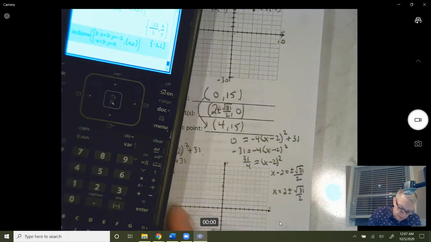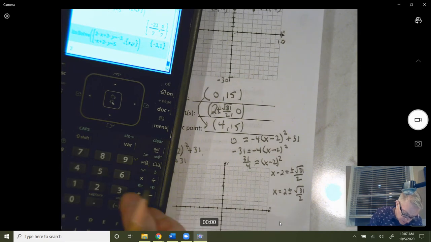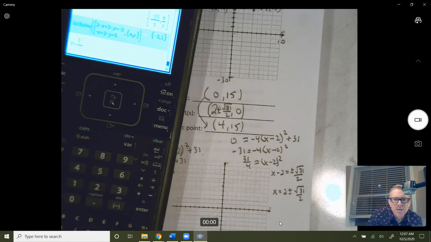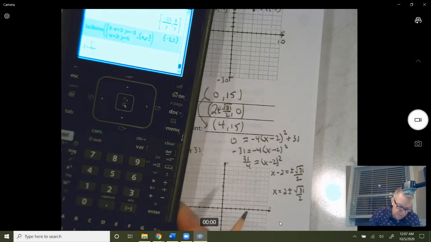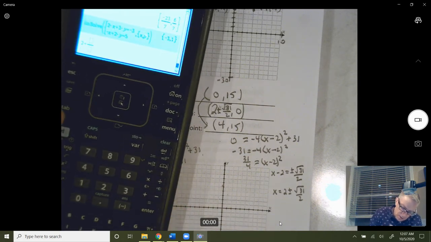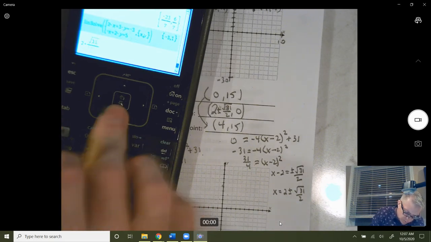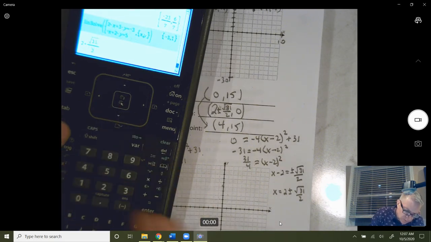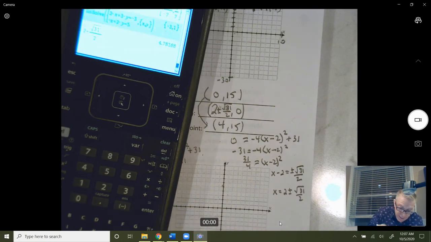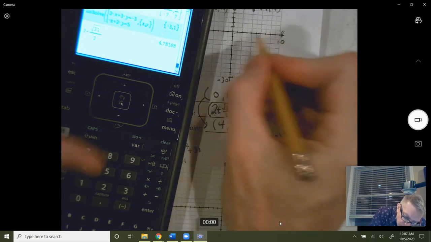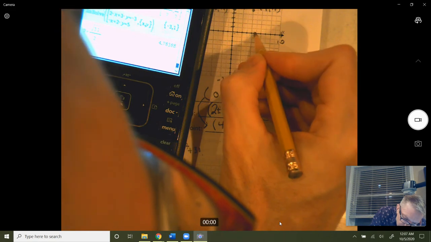So we've got 2, I'll do plus, control divide. I don't know if you can see that, but that's okay. You can do this on your calculator. Root 31 over 2, control divide. So 4.78, roughly 4.78. So that's about there. I think that makes sense.